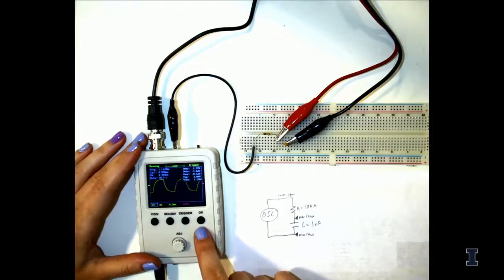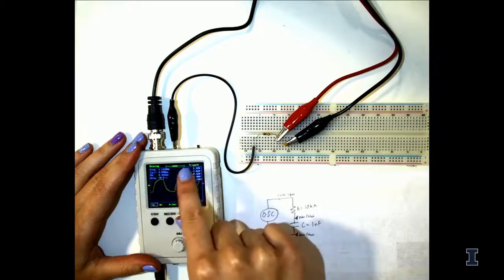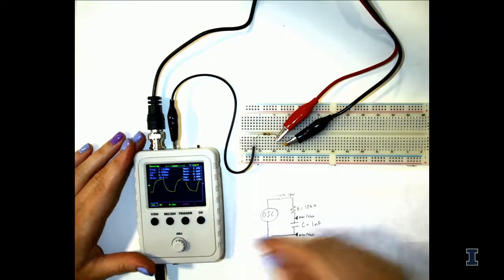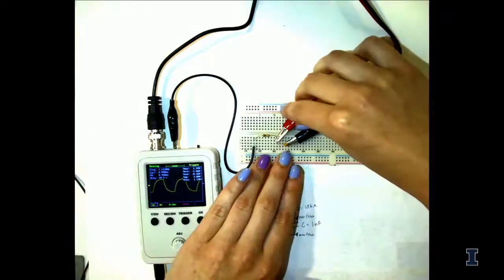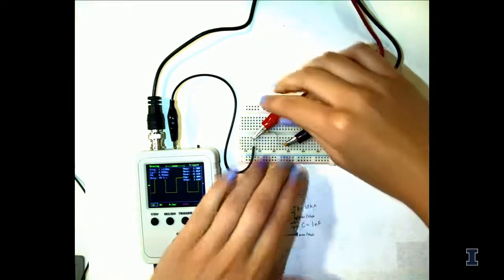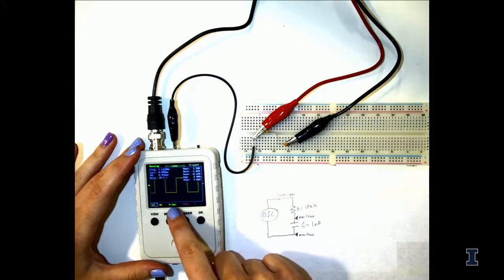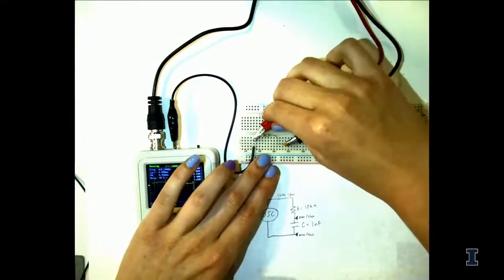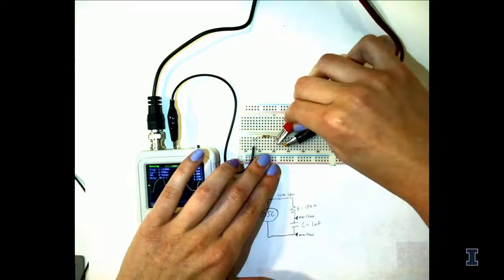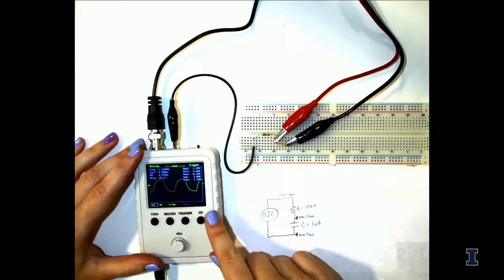So you can see my signal on the oscilloscope has changed. Now it has a rising edge and a falling edge. So if you want to see the original signal going in, move your probe over to the left. You can see the original 1 kilohertz square wave. And then as we move the alligator clip over, across the capacitor, you can see the signal has changed.